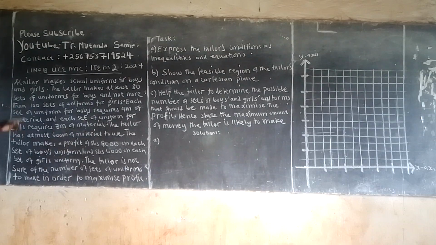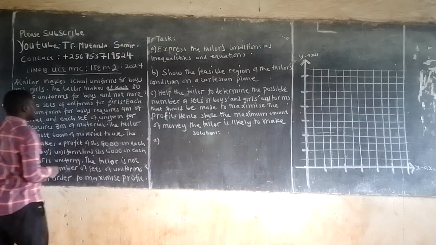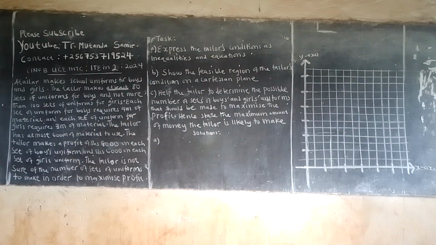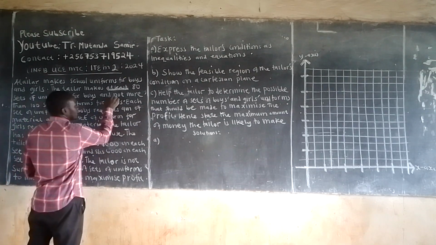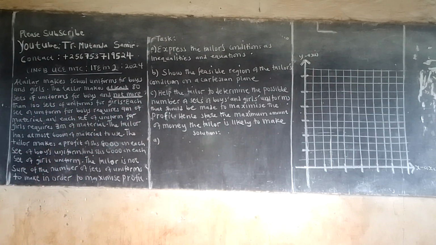They're saying that a tailor makes school uniforms for boys and girls. The tailor makes at least 80 sets of uniforms for boys, and not more than, let's underline this, not more than 100 sets of uniforms for girls.